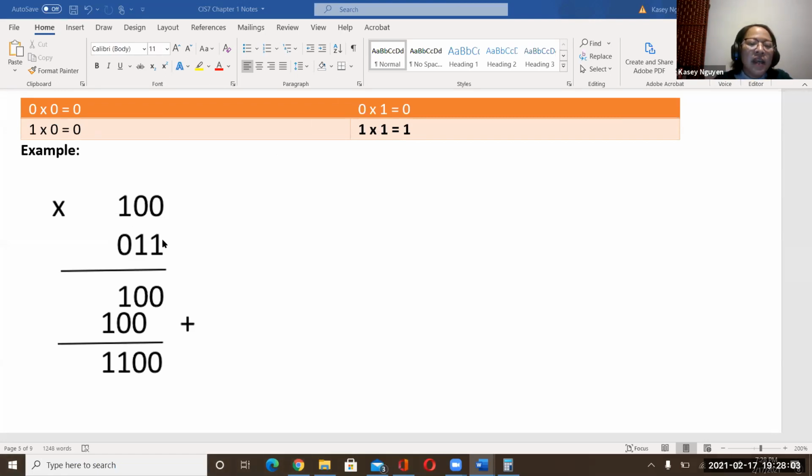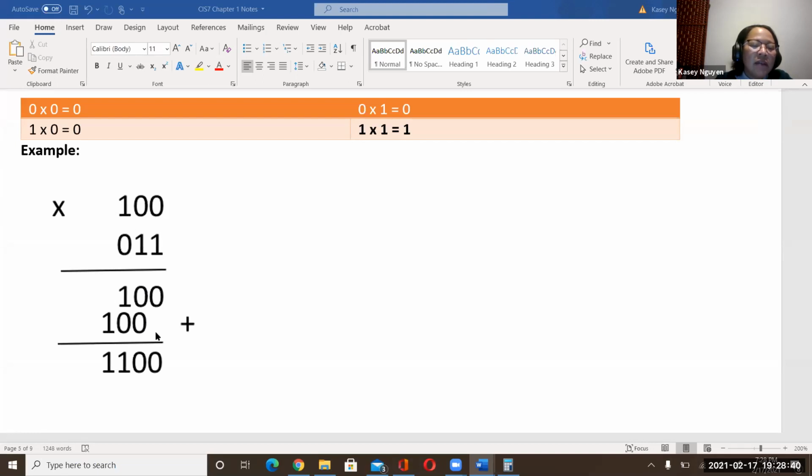So we would start with 1 times 0 is a 0. I'm going to start from the lower right here, and apply it to all the digits on the top. So 1 times 0 is a 0. 1 times 0 is a 0. 1 times 1 is a 1. 1 times 0 is a 0. Second line now, second number. 1 times 0 is a 0. 1 times 1 is a 1.